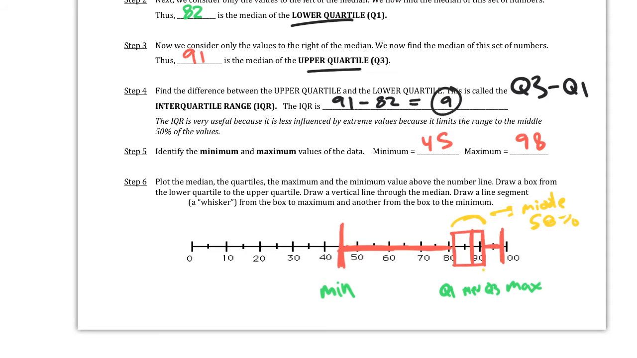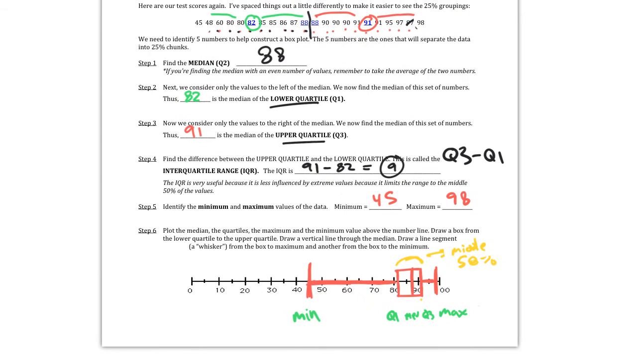So we see that because of those lower scores, like we had a 45 and a 48 and a 60, those are outliers, which is what makes the whisker on the left a lot longer. Okay, so that was our first box and whisker plot, and we'll do a lot of these on Desmos too. But right now, flip to the next page.